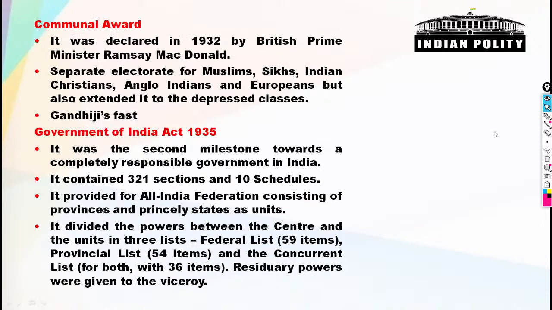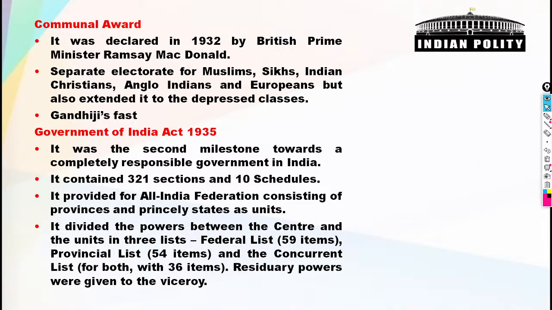Another thing is the communal award. Communal award is also related to the separate electorate system. It was declared by the then British Prime Minister Ramsay MacDonald, popularly known as the MacDonald Award. It favored separate electorate to depressed classes, laborers, and Gandhi vehemently protested against such a step of the British government, and it ended in the Poona Pact signed between Gandhiji and Ambedkar on behalf of the depressed classes.